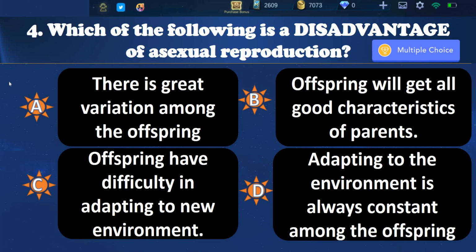Which of the following is a disadvantage of asexual reproduction? A. There is a great variation among the offspring. B. Offspring will get all good characteristics of parents. C. Offspring have difficulty in adapting to new environment. And D. Adapting to the environment is always constant among the offspring. Go. Okay, time is up. For number 4, the correct answer is letter C. Offspring have difficulty in adapting to new environment.